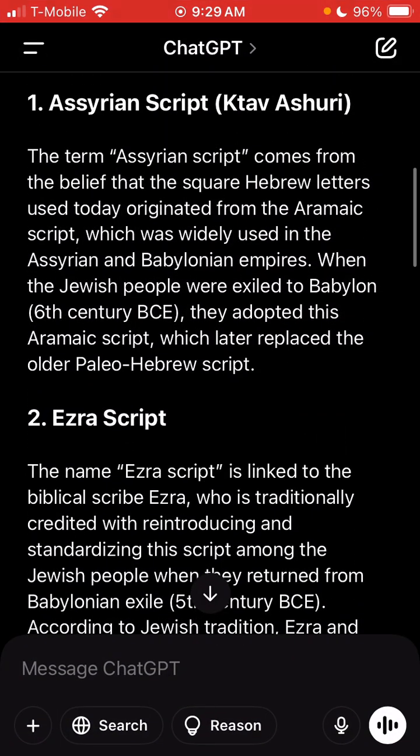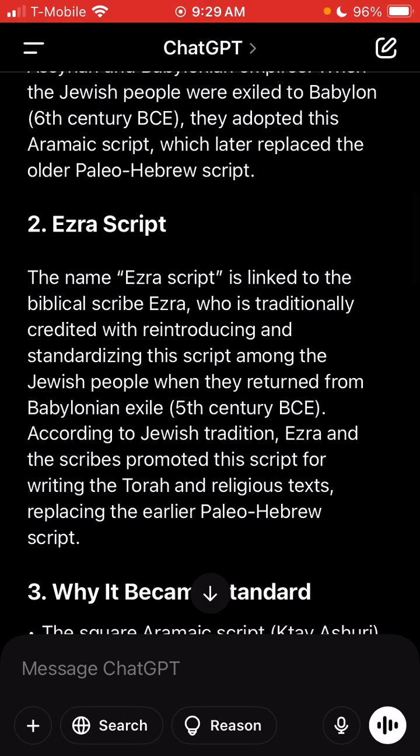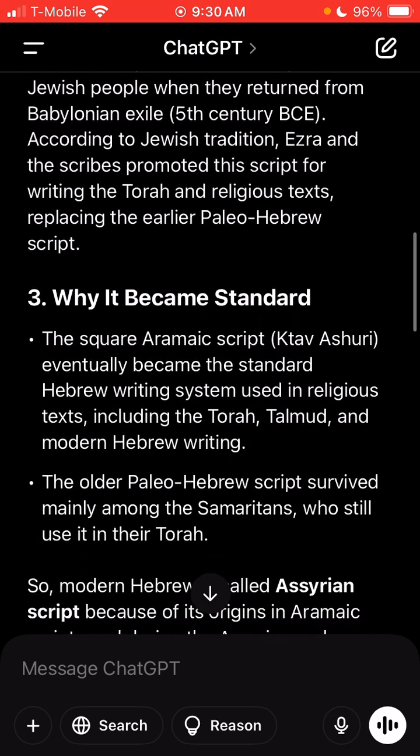Now, why do we call it the Ezra script? The name Ezra script is linked to the biblical scribe Ezra, who is traditionally credited with reintroducing and standardizing this script among the Jewish people when they returned from Babylonian exile, in the 5th century BCE. According to Jewish tradition, Ezra and the scribes promoted this script for writing the Torah and religious texts, replacing the earlier Paleo-Hebrew script.